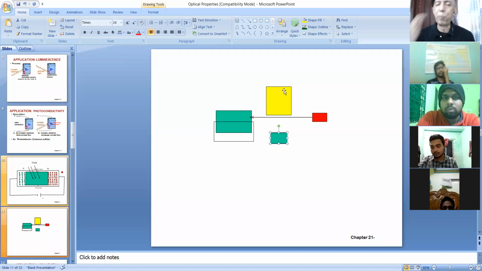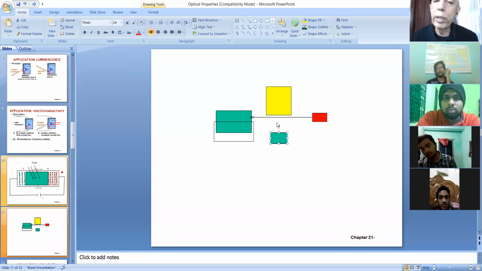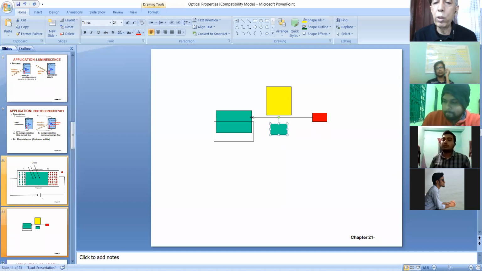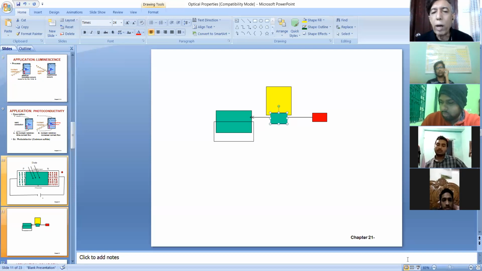Now, say for example, this is a thief. He wants to enter in your door. And when he comes here, it obstructs the infrared light. Now, there will be no current here. No current will be here because no infrared light falls here.